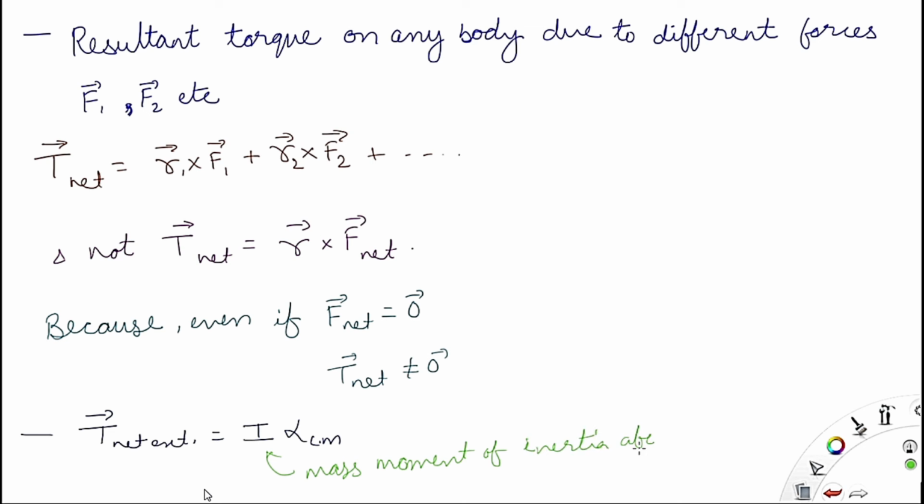So the net external torque on the given particle is equal to I into alpha cm. Alpha is a vector, here it would be written alpha cm, the arrow should be given. I is the mass moment of inertia about the axis of rotation. So torque is equal to I alpha.